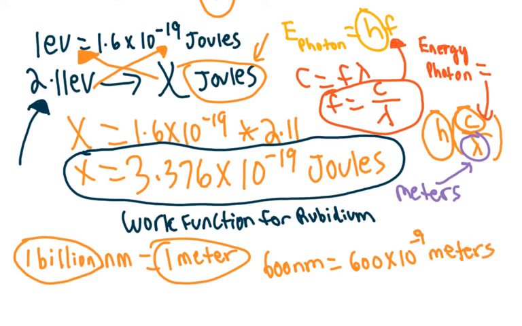And we said 10 to the negative 9th because there's 9 zeros in 1 billion. All right, so now that we have that, we can literally solve for the energy of the photon. Okay, so let's go ahead and do that.